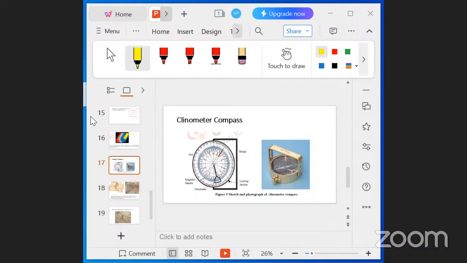So now this is the clinometer compass. This is the important thing in your structural geology. When you are going to the field, you should take this clinometer compass, right? This is a must in the field, right?